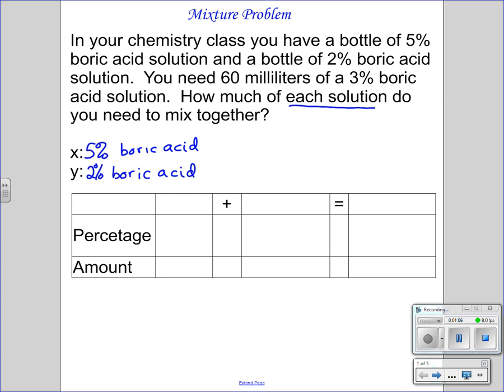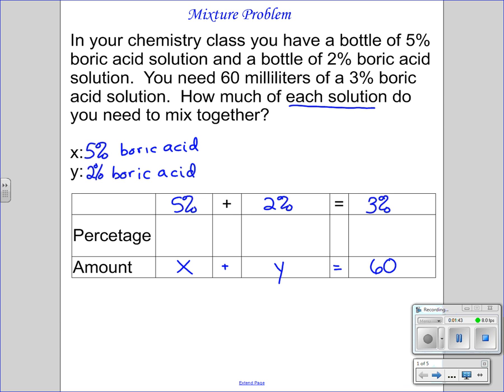So what we do is we have a certain amount. Well, let's set up here. We have 5% plus a 2% is going to equal 3%. So the amount that I need is a total of 60 milliliters of a 3% solution. Well, I need to combine a certain amount of the 5% plus a certain amount of the 2% to get 60 milliliters. And that's just the regular amounts, okay?